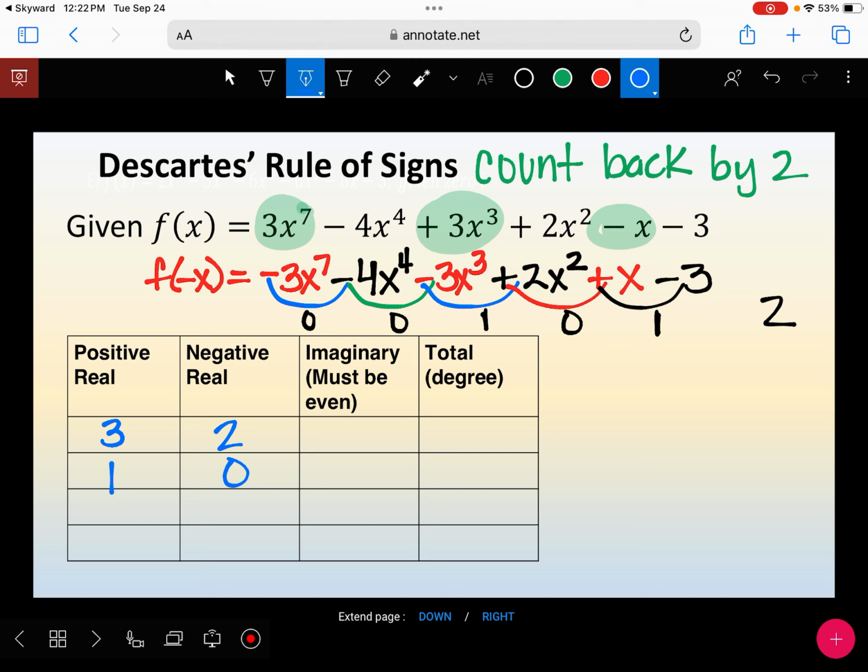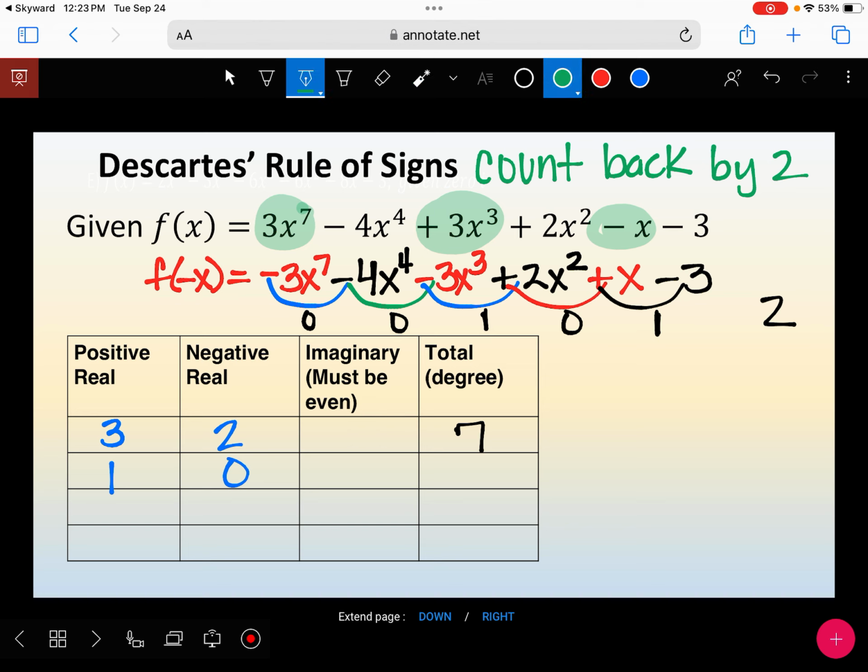So the total is always your degree. And what is my degree for this? 7. Wait, that's just the highest number? Yeah, the definition of degree that we discussed at the beginning of 4.1 is your highest exponent. My highest exponent is 7, so that's my degree. So this row has to add to 7. But I'm missing something, because right now I only have 5. What number do I need to put here in order for this to equal 7?